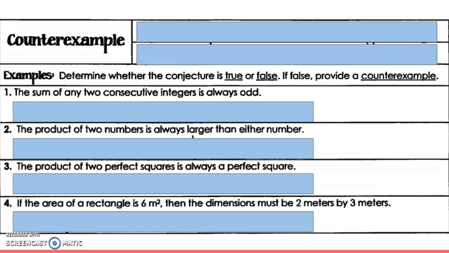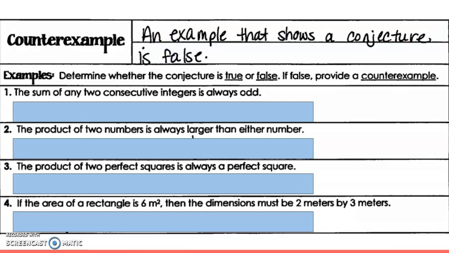When we talk about a counterexample, that just means that it's an example that shows a conjecture is false. And a conjecture is another word for our statement, our conditional statements, anything like that. So what we're going to do with these statements is we are going to determine whether it is true or false. And if it's false, we're going to provide a counterexample. So it's just an example of why that statement is false.